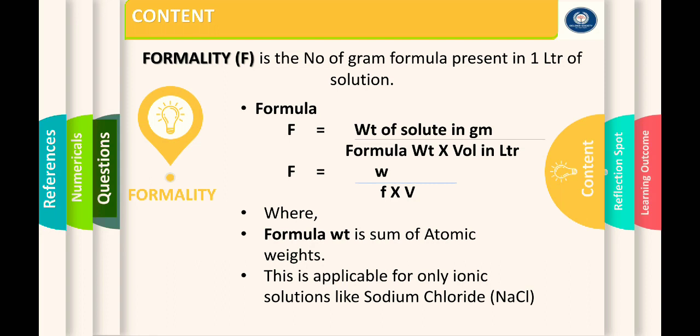So the next point is the formality. Here formality is the number of gram formula weights present in 1 liter of solution. Formality is denoted by the symbol capital F, and the formula for formality is equal to weight of solute in gram divided by formula weight into volume in liter. That is, F is equal to W upon F into V, where formula weight is the sum of atomic weights. This formality is applicable only to ionic solutions like sodium chloride.